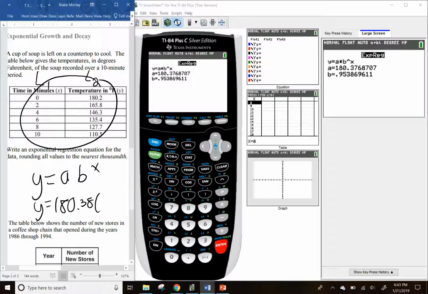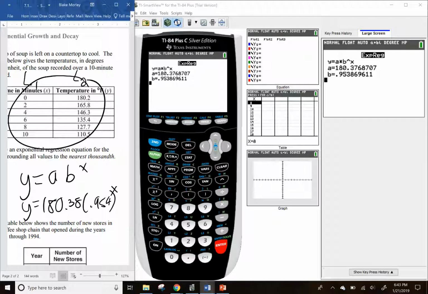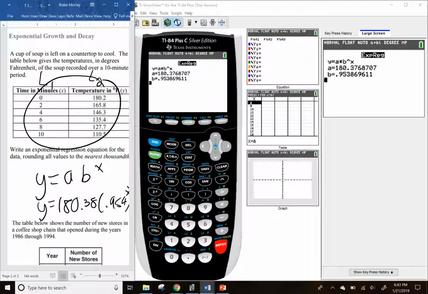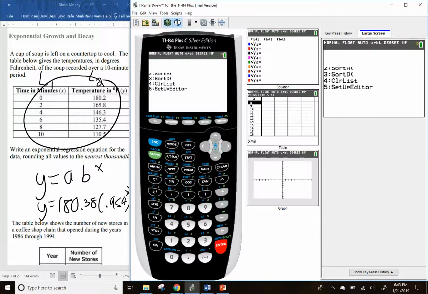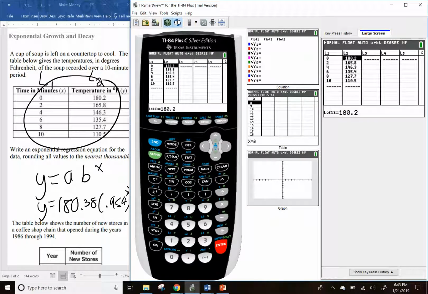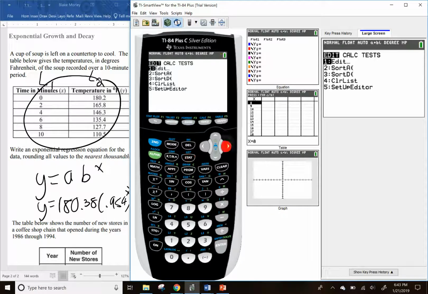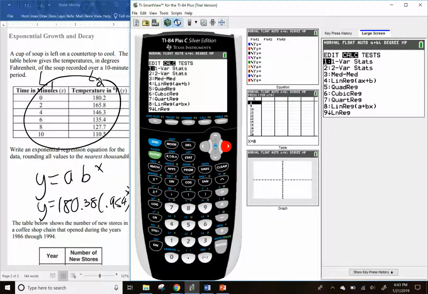180.38. And B is 0.95. Let's go 3 places, 0.954. So 0.954. Don't forget to the x power as well. All right. So there's your equation, just like that. The calculator did it. All you had to do was go to stat and put your list in. Just copy it down from your paper, and then go back to stat and calculate and choose the exponential equation.